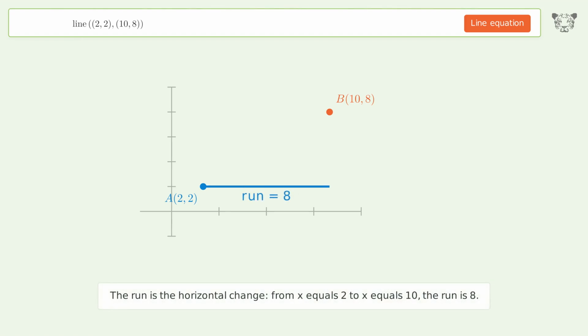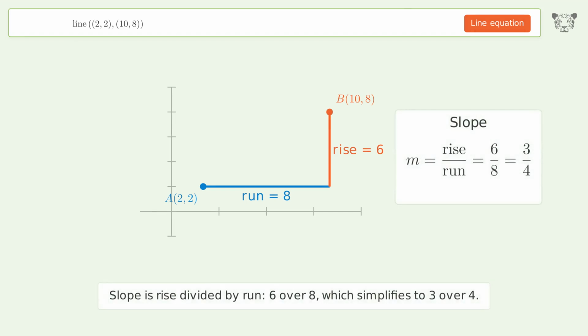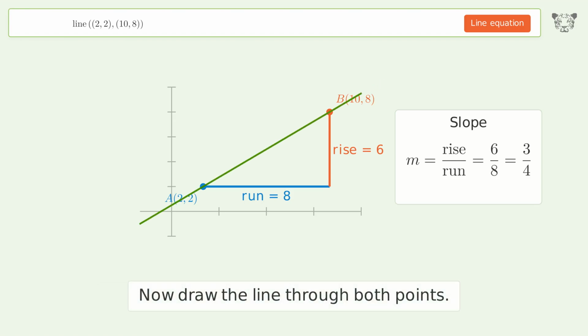The run is the horizontal change, from x equals 2 to x equals 10, the run is 8. The rise is the vertical change, from y equals 2 to y equals 8, the rise is 6. Slope is rise divided by run, 6 over 8, which simplifies to 3 over 4. Now draw the line through both points.